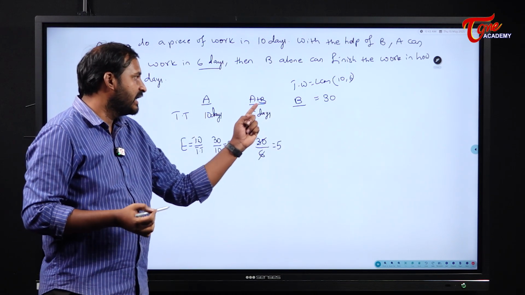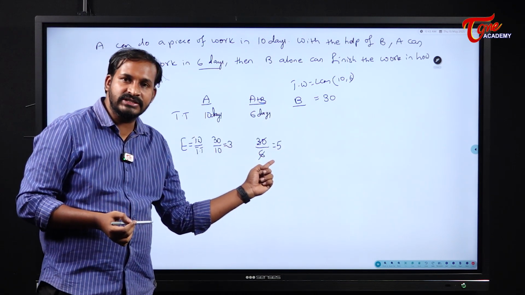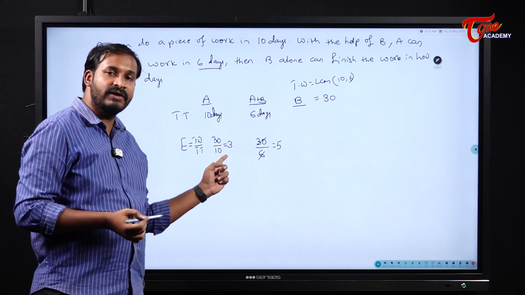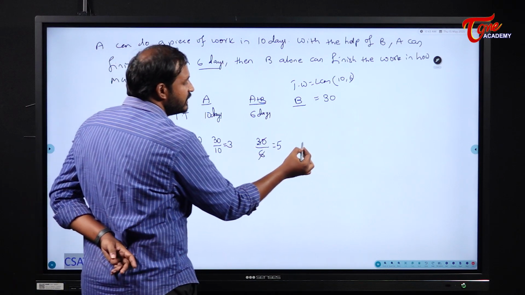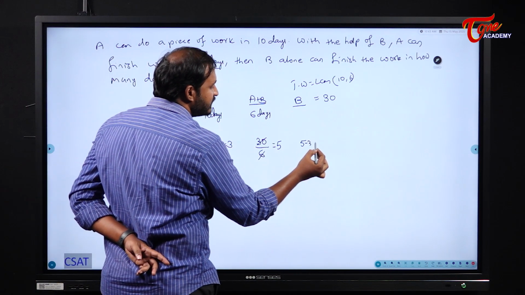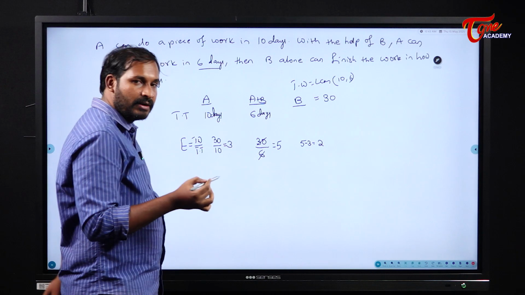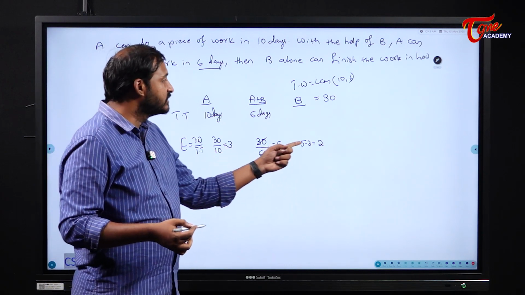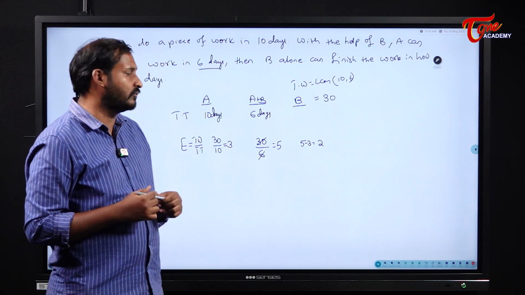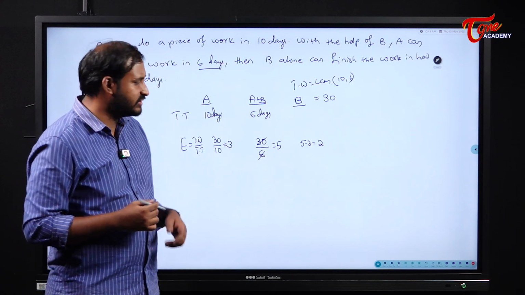Now see here students, A and B together efficiency is how much? 5. A's alone efficiency is how much? 3. So now tell me what will be the efficiency of B? Efficiency of B will be 5 minus 3, that is equal to 2. Why? Because A and B together efficiency is 5 and A's efficiency alone is 3. So efficiency of B becomes 2.